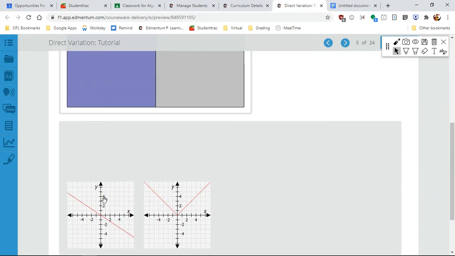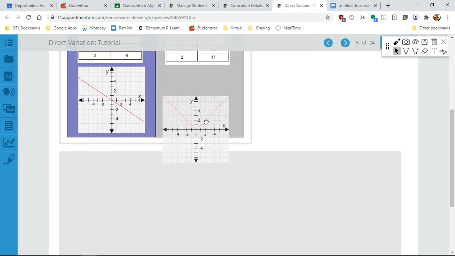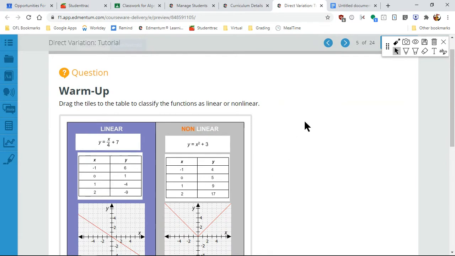And then this one should be easy. Obviously, this is a line. And this is not a line. So that's all we're looking for when we're looking for a line. We're just looking for a slope. This one, like I said, they tried to trick you. I think it was a little mean for them to do this one.